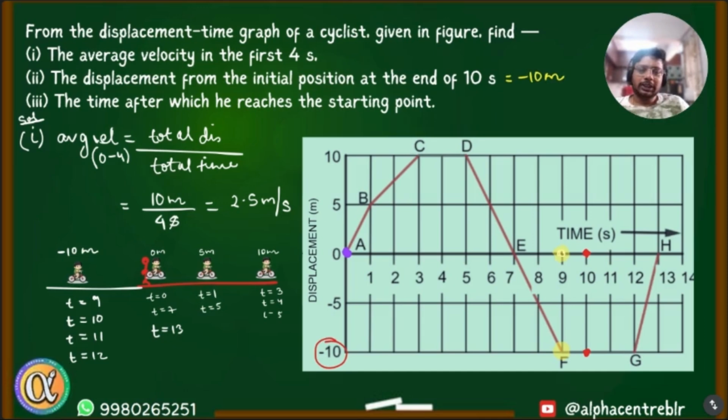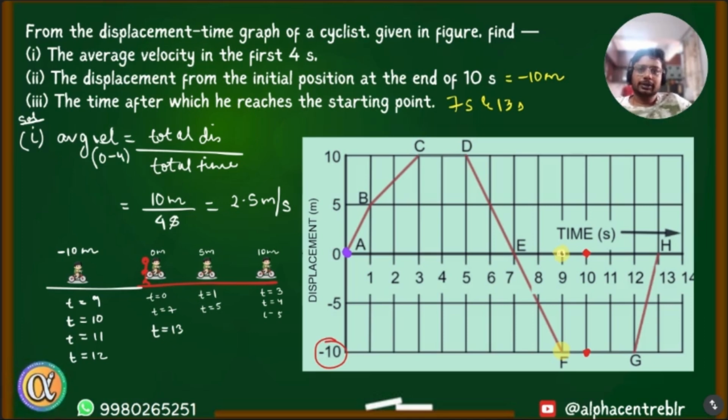The time after which he reaches the starting point. After he left the starting point, I can see in the graph that at 2 times he's reaching back at the starting point. So when does he reach back to the starting point? At 7 seconds and 13 seconds. Very good. Simple? Understood.